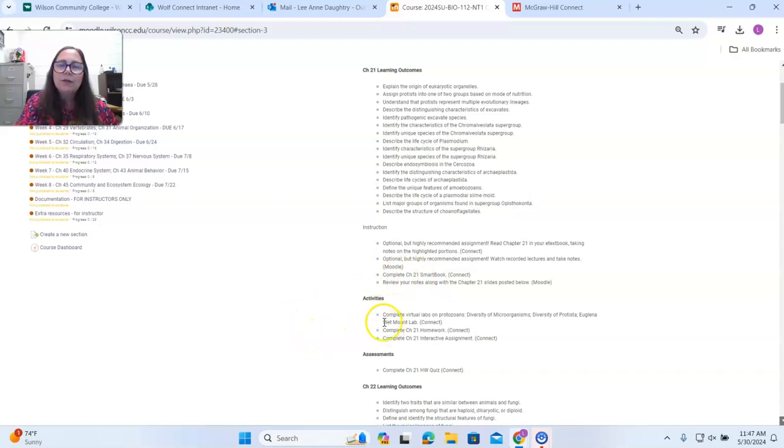Then you move on and you do the virtual labs, and this week you're going to have virtual labs called Diversity of Microorganisms, Diversity of Protista, and the Euglena Wet Mount Lab. That shows you how to make a slide of living protozoans called Euglena. And then you're going to complete the Chapter 21 homework and the Chapter 21 interactive assignment.